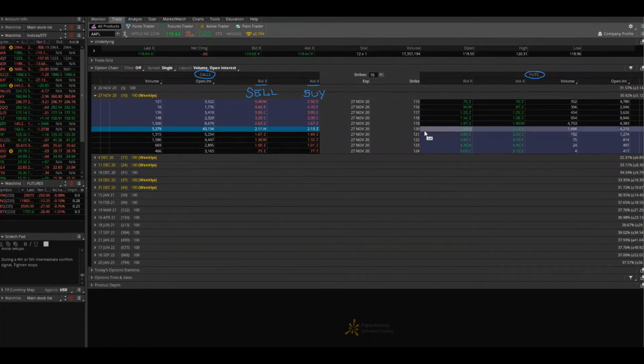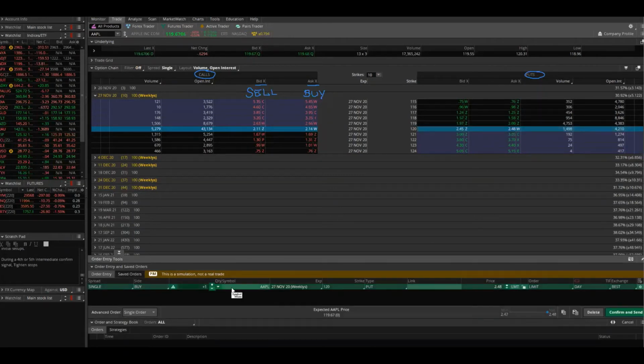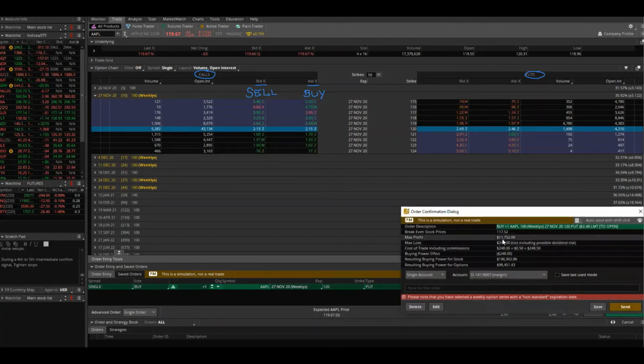So I'm going to go ahead and buy the at the money 248. Everything looks exactly the same. This time it says put. It's going to cost us $2.48. We hit confirm and send. Our max profit on this is 11,752. The reason it is not saying infinite is because the stock can only go down to 0, right? So our break-even price on this one is 117 because this one's a little bit more expensive, the premium. Okay, so then when we want to go ahead and hit that, we just confirm and send.